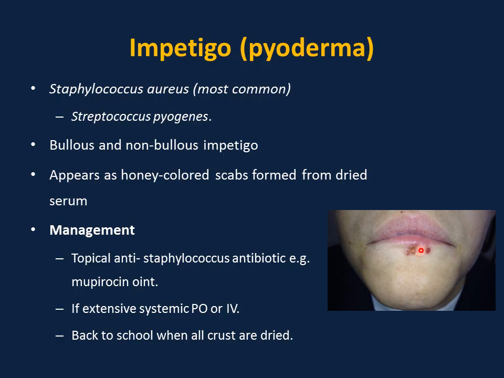Appears as honey crust. This is the most common presentation, honey colored scab from the dried sebum, commonly around the lips, also under the nose, on the face, also can be located in other areas in the body depending how the child inoculates the infection with the fingers.